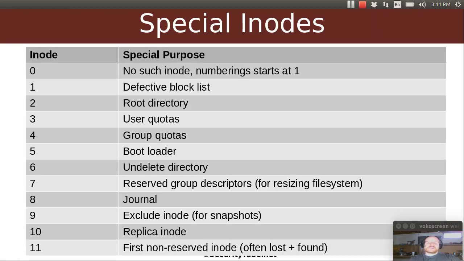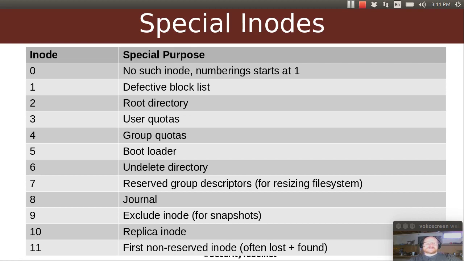Now there are a couple of special purpose inodes. First of all, inode 0, as we already said, does not exist. Inode 1 has a list of defective blocks. 2 is the root directory. 3 and 4 are user and group quotas. And 5 often contains the bootloader. 6, an undelete directory if it's being used.